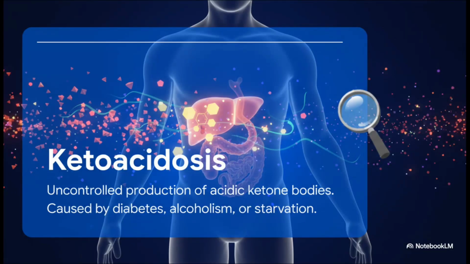Another major player is ketoacidosis. This is what happens when the body's cells can't use their primary fuel, which is glucose. The classic example, of course, is uncontrolled diabetes. The body gets desperate for energy, so it starts burning fat like crazy. Now, that might not sound so bad, but the byproduct of burning all that fat is a flood of acidic molecules called ketones, and they quickly overwhelm the system.